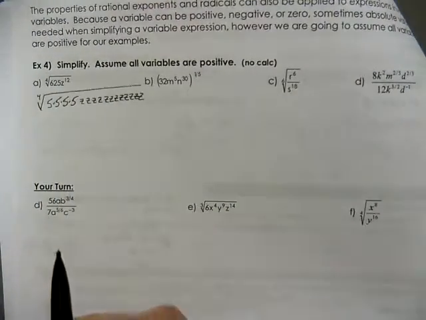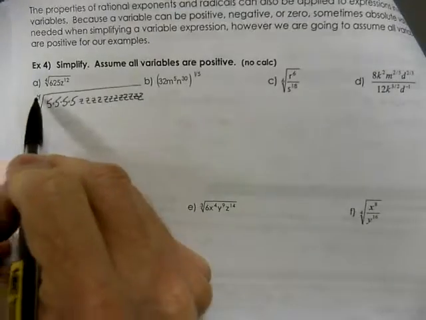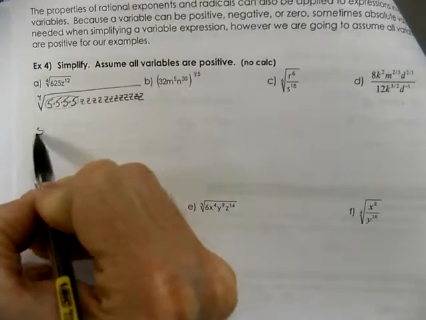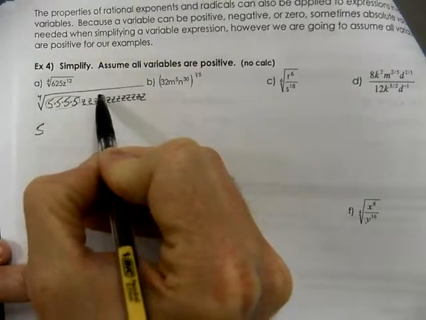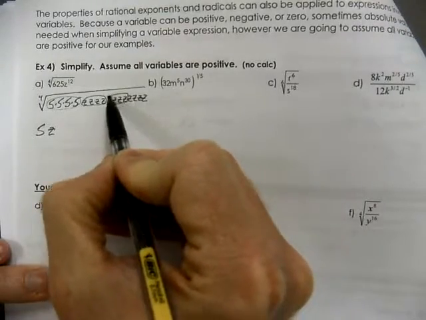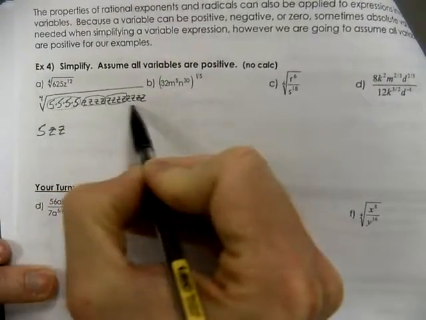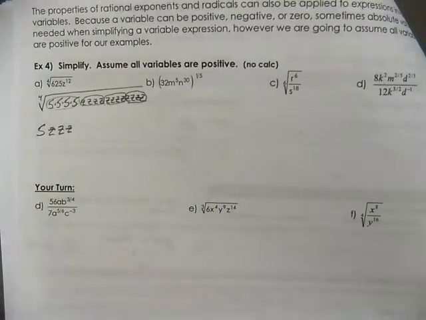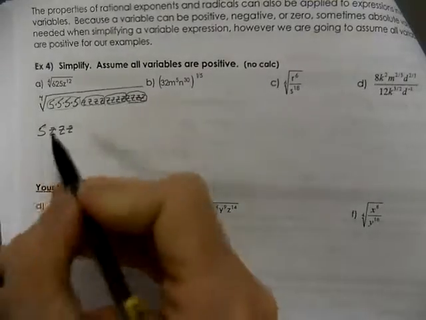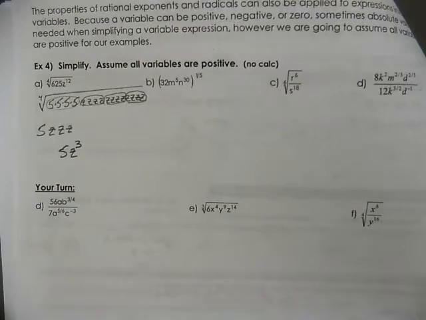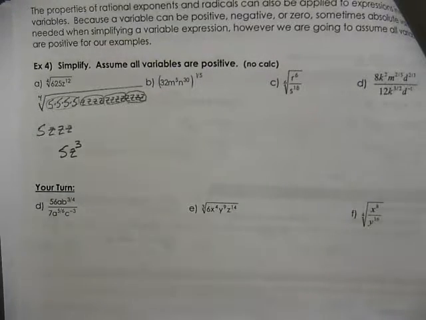Now we're looking for groups of 4 of a kind. So there's 4 of a kind, so I have a 5. There's 4 of a kind, so I have a Z. There's 4, and there's 4. So notice that there's nothing left inside the radical, so we'd be all done. We've simplified it.